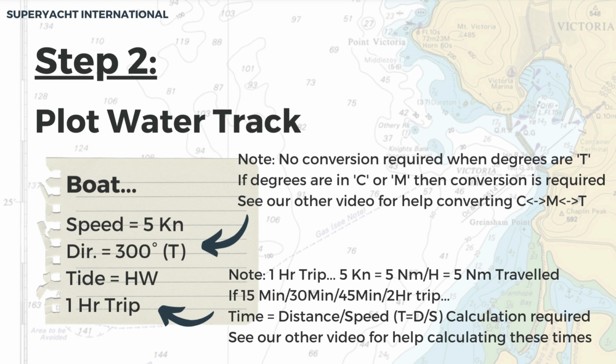Also note, this was a 1-hour trip, so speed equals distance, meaning the boat traveled 5 nautical miles in this time. If the time was less or more than 1 hour, the distance would need adjusting. See later in the video for the calculation.